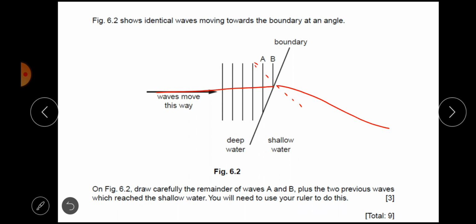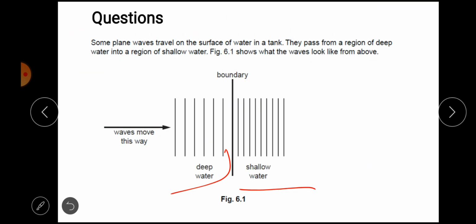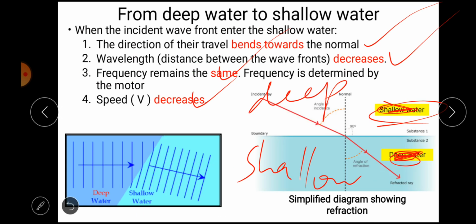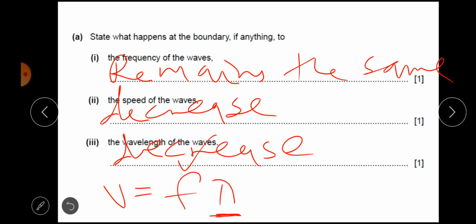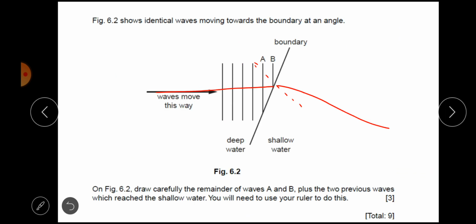How can we continue the remaining part of A and B? Let's go back to this part. You see, this was deep water. The remaining parts they want us to draw are for these 3 wavefronts. You see how it bends. So let's continue. Let's draw it even this side. How are they going to appear?